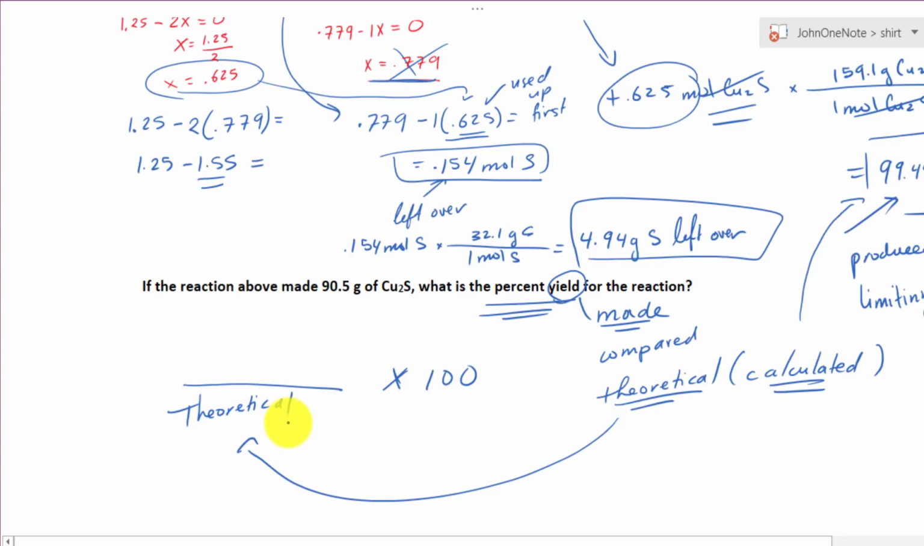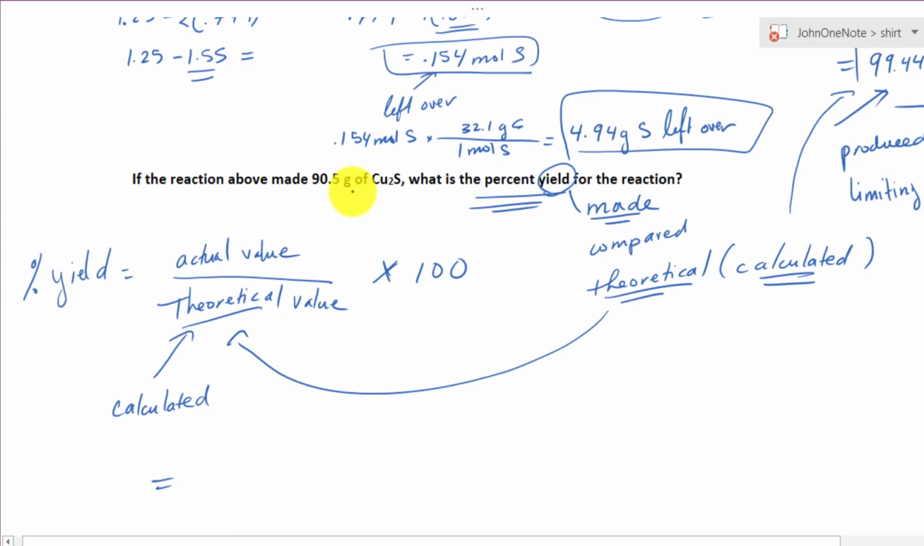And what do you think the top part is going to be? Of course, this is going to be the actual value. And that's what percent yield is equal to. So percent yield is equal to the actual value divided by the theoretical value. And we know this is calculated, right, using a stoichiometry flowchart. So let's plug this in.